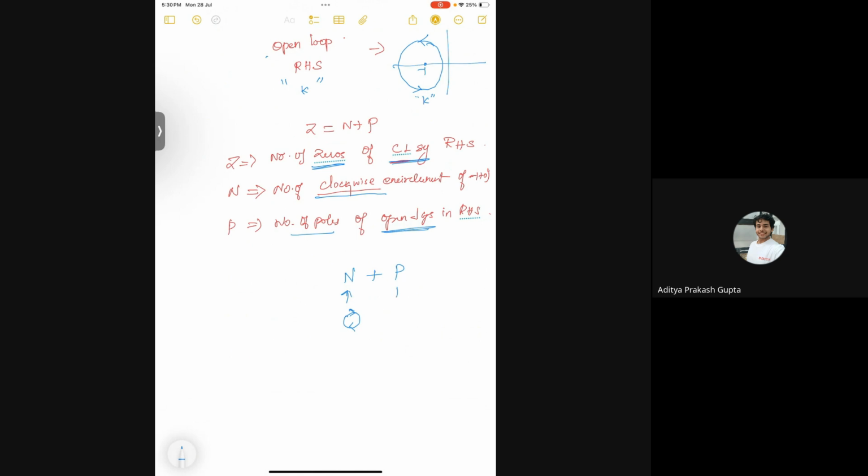Right? P is the number of open loop system poles, that is the poles of G(s)H(s). So if I have two poles in the RHS, open loop system poles, and N is the number of clockwise encirclements, say 2 times it has encircled the -1. Then this will be added to give 4. So 4 zeros of the closed loop system are in the right half of the S plane.